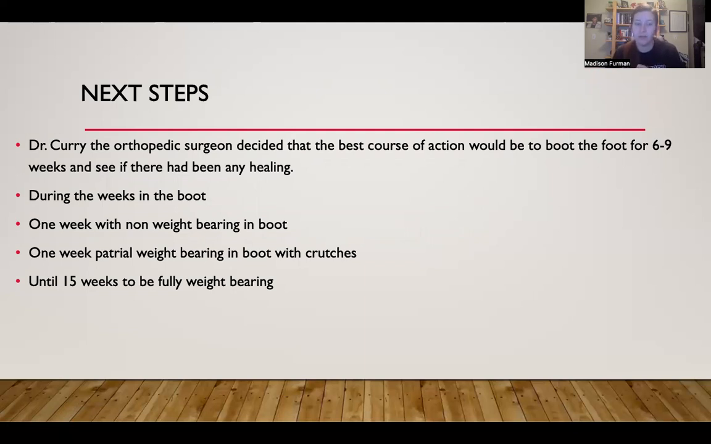and see if there had been any healing in that area, just because, and we'll talk about this more later, of course, having a surgery would take a little bit longer for this injury, and it's a bit more risky, especially with an athlete. So we booted her, and I'm going to walk you through what we did during that booting phase.